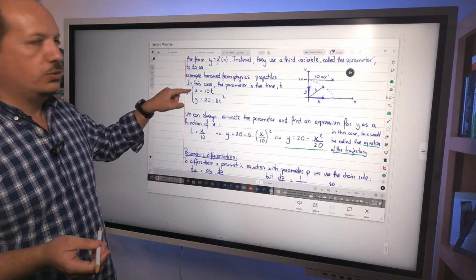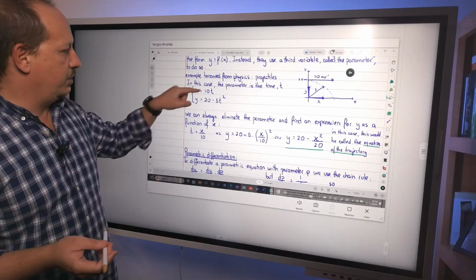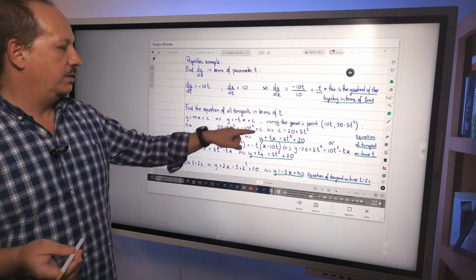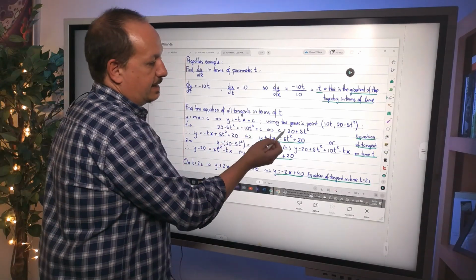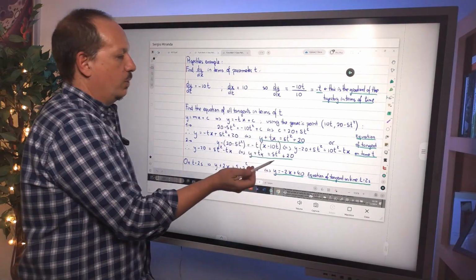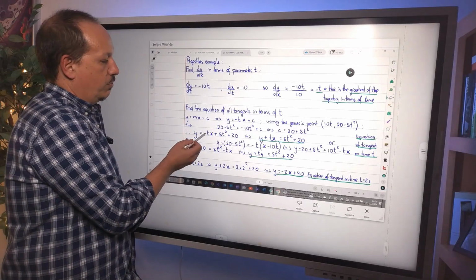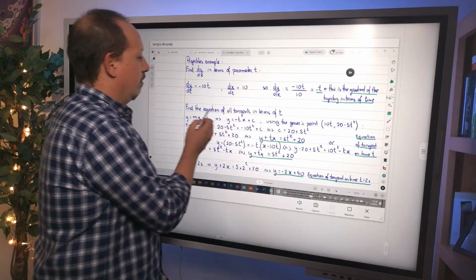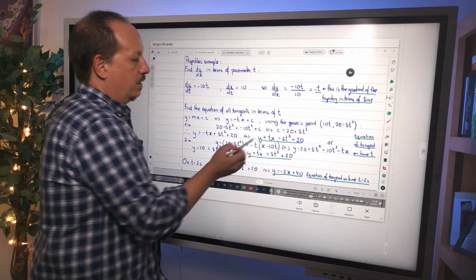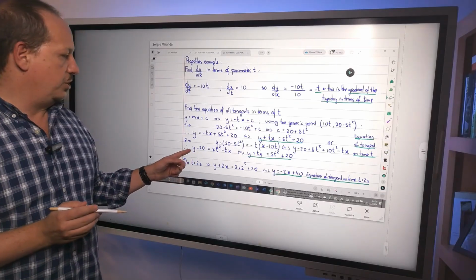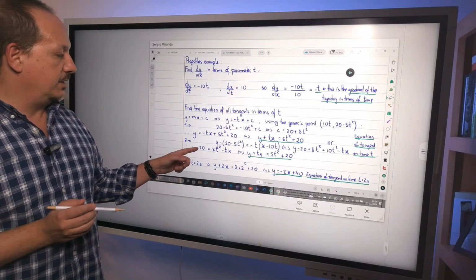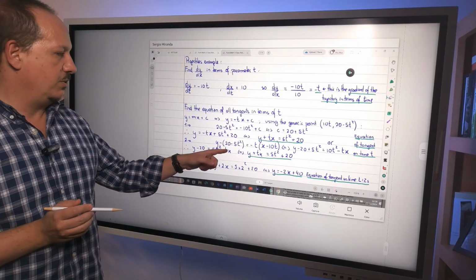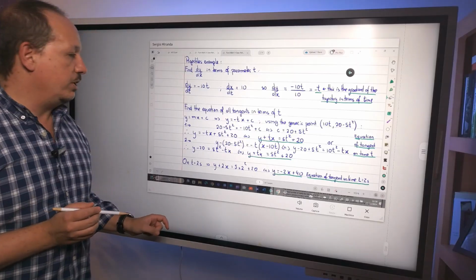So if I substitute these values in the equation of the straight line, that's what I did over here. And so for c, I get that c equals 20 plus 5t squared. Substituted back in the equation, and here you have the equation for all the tangents in terms of t. I can use the other method, which is just subtracting the coefficients of the generic point in y and x, and you automatically get the equation.